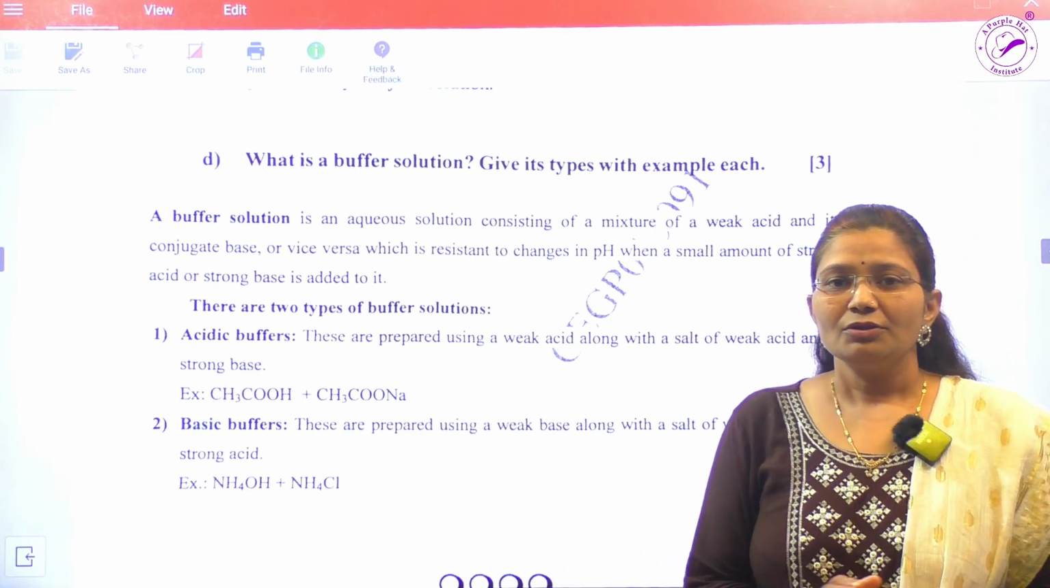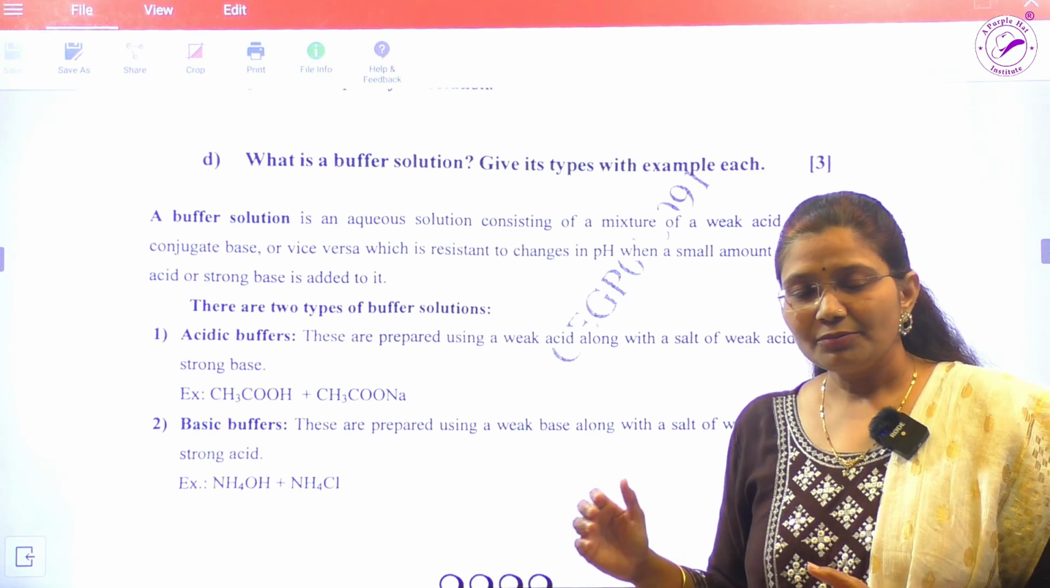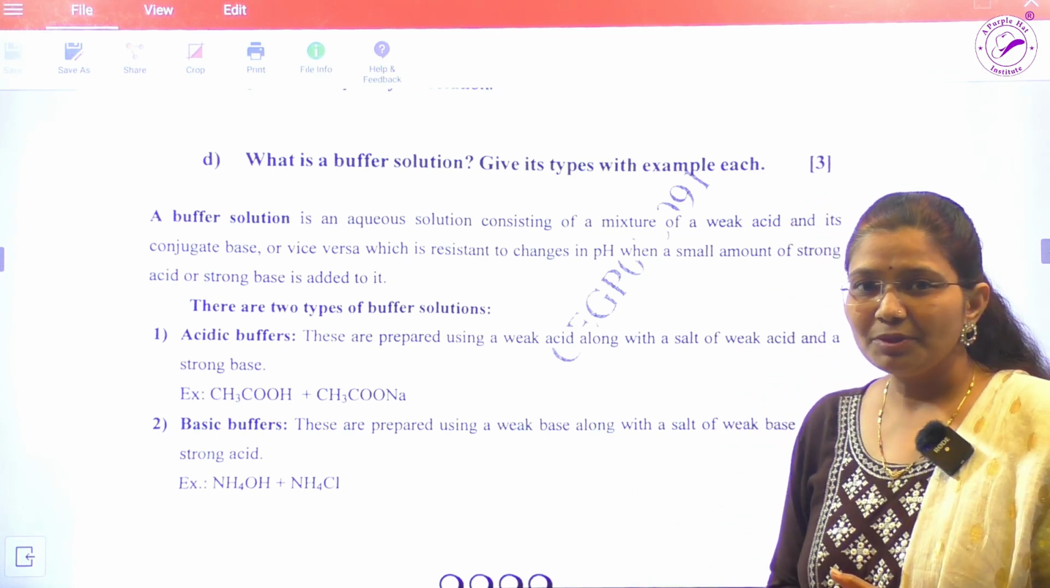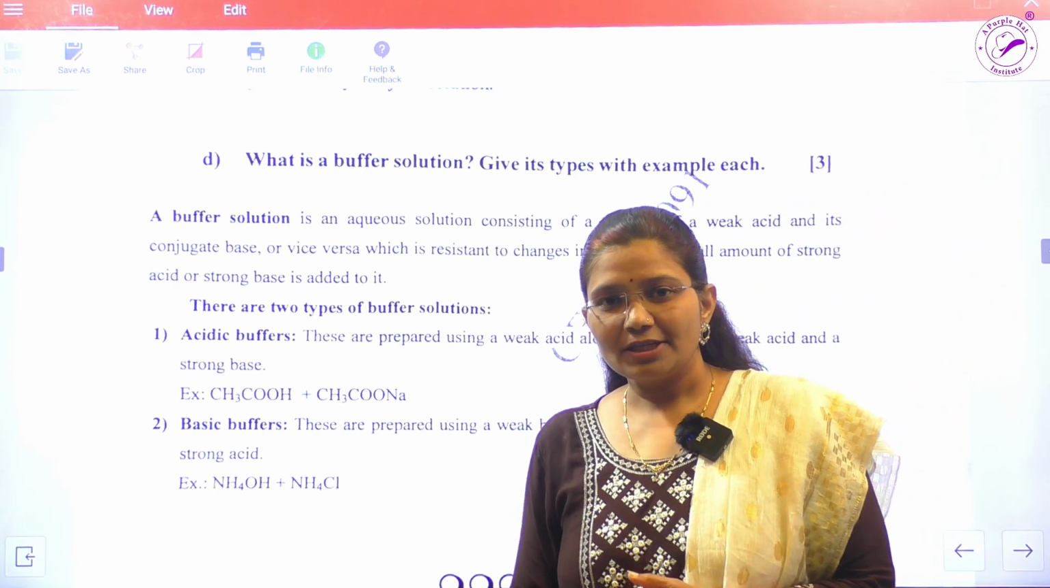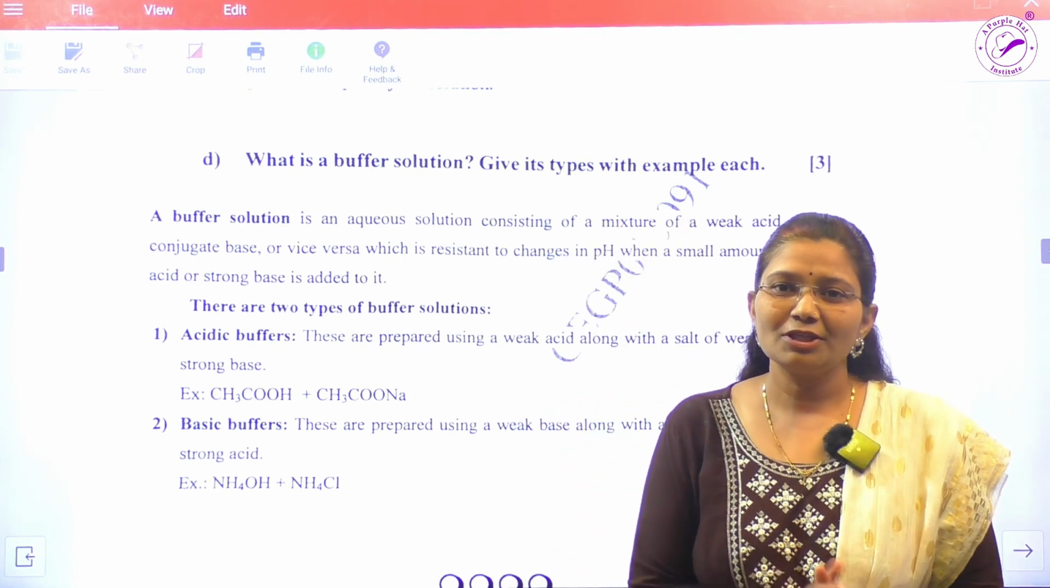So this is how you can solve the last year In-Sem question paper, and from this last year In-Sem question paper you can write the answers of this year In-Sem question papers also. So best of luck for your exam.